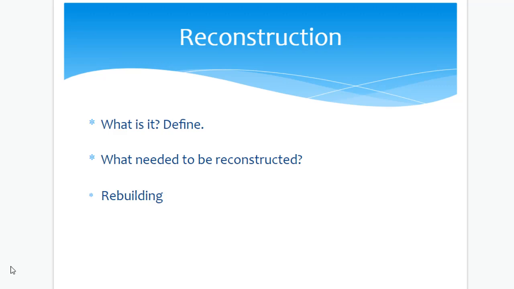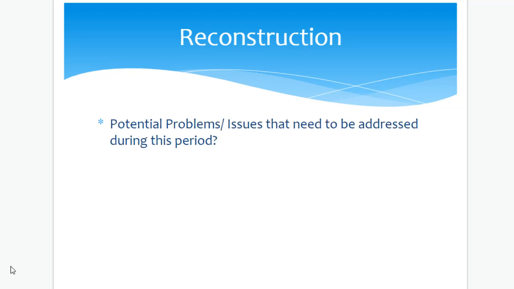What is it, and what could it possibly be? What needed to be reconstructed? Reconstruction is basically the rebuilding of the entire Southern population, places that were destroyed, cities that were wiped out, and also the change. How do we change from an economy that was based off of slavery to an economy that could also produce successful people to do the jobs that the slaves once did? So what are the potential problems and issues that need to be addressed during this period? That's what we're going to talk about in today's lecture.